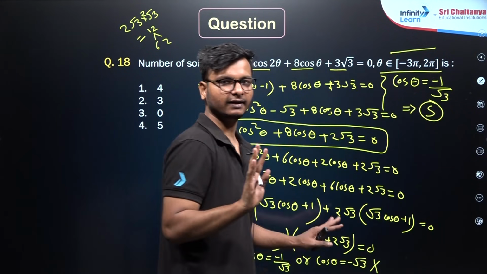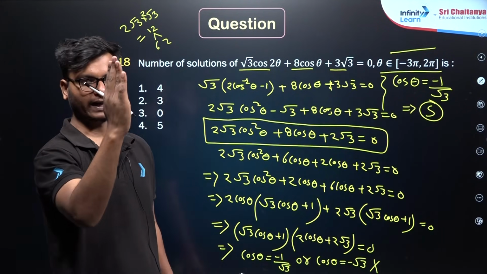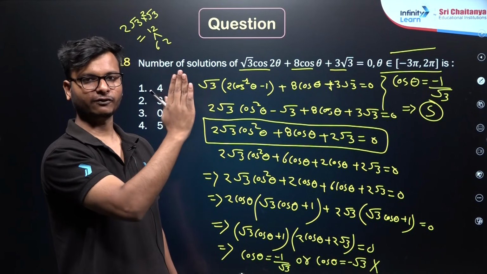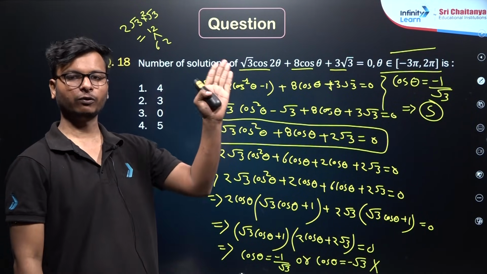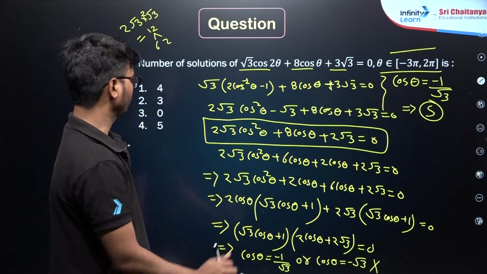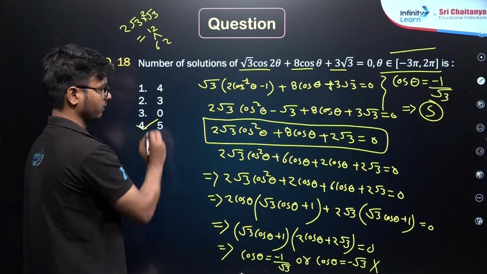Correct? Is this clear? From 0 to 2 pi I am having 2 values. From minus 2 pi to 0, again we are going to have 2 values, and from minus 3 pi to minus 2 pi 1 value. So total number of values is 5. So 4 is the answer.